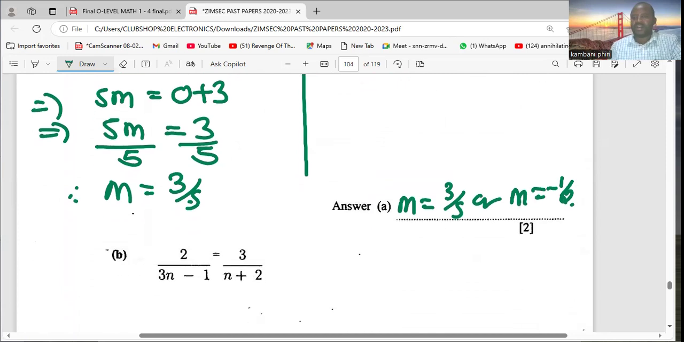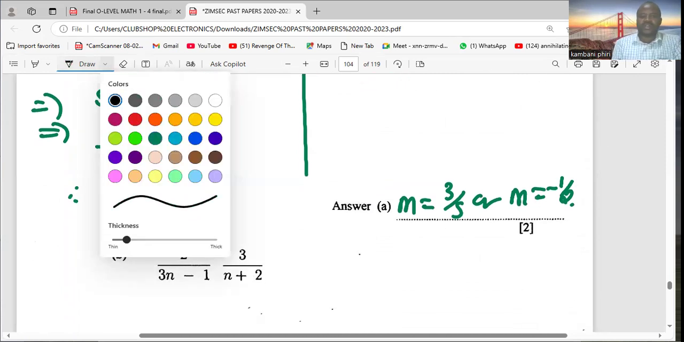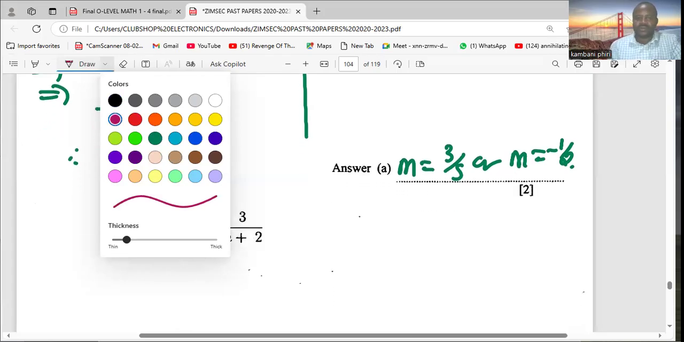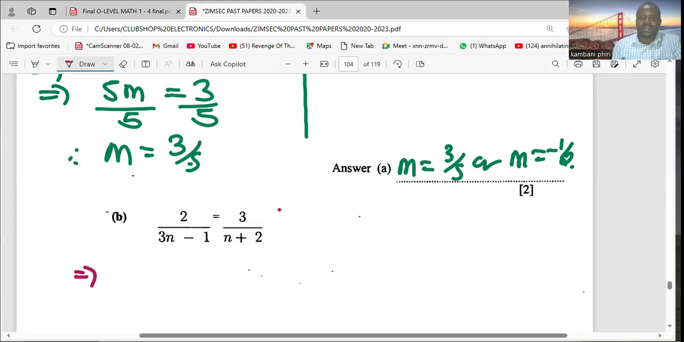Let's go to part B. You may pause the video, try to work it out, see what you're going to get, and compare with my solution. So we need to solve this equation. There are several ways of doing it. You can make the numerators the same, therefore these will be the same.